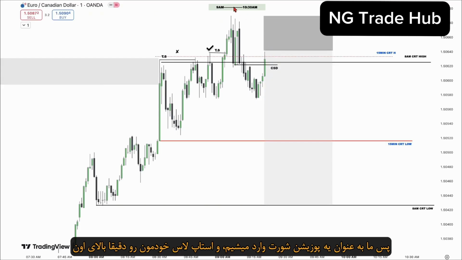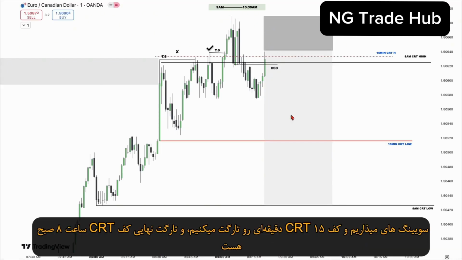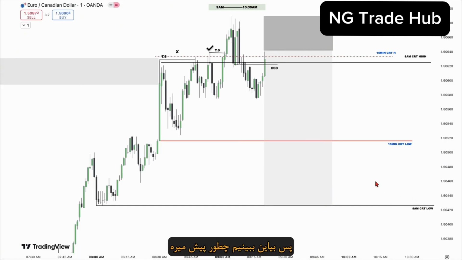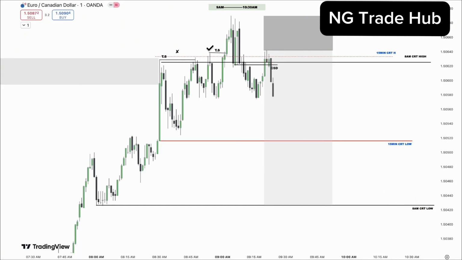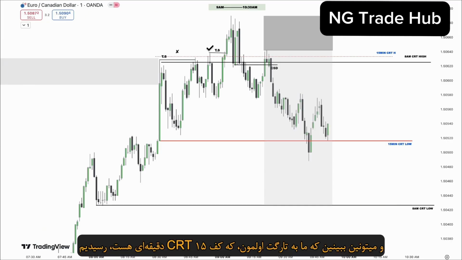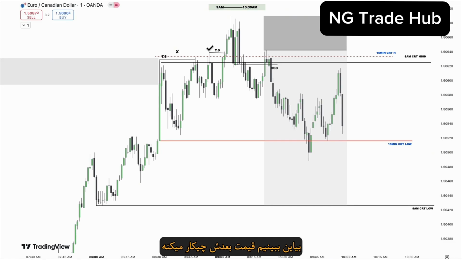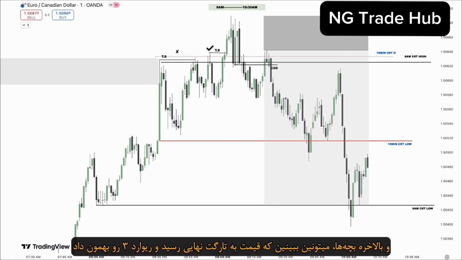just putting our stop loss just above that swing high and targeting the 15-minute CRT low, and the final target is the 8 a.m. CRT low. So let's see how it plays. And you can see we hit our first target, which is the 15-minute CRT low. Let's see what price does next. And finally, guys, you can notice price reaches our final target by offering a 3+ RR trade.